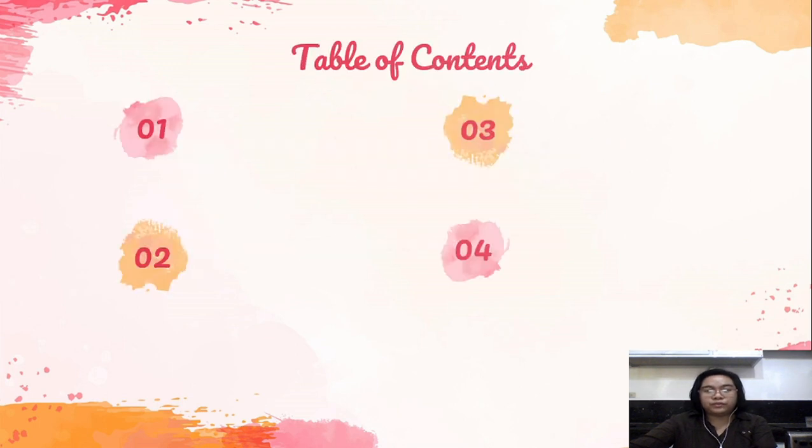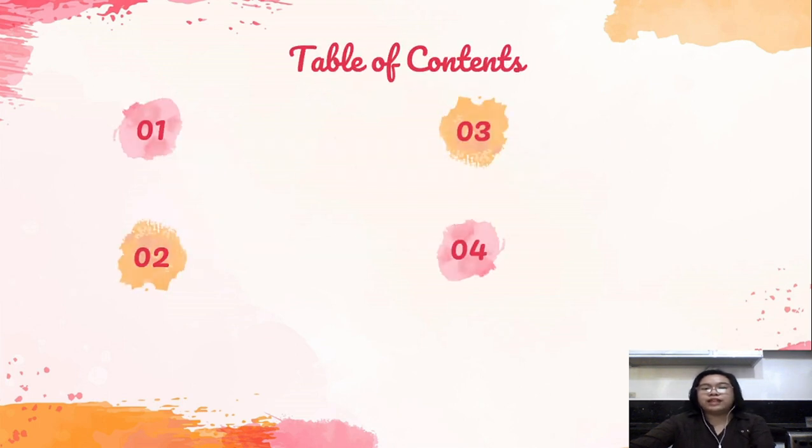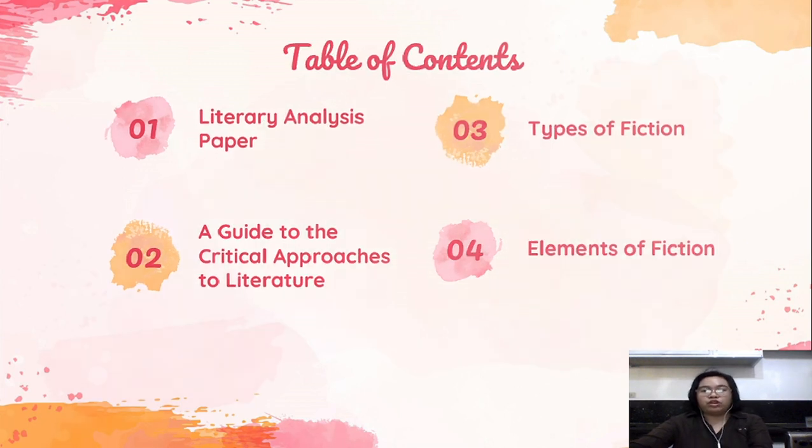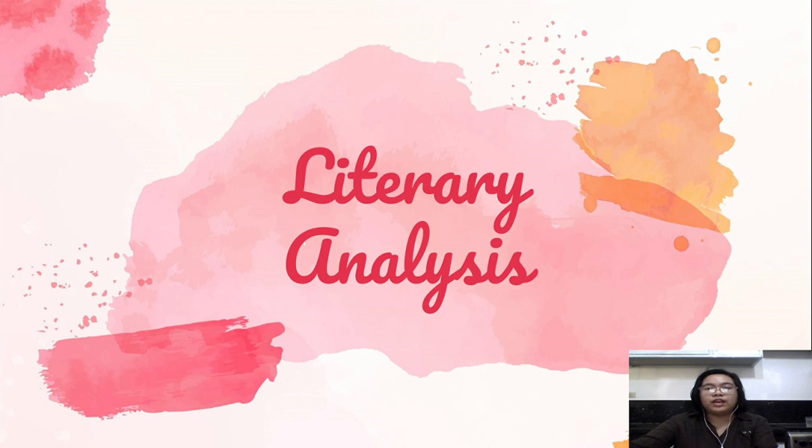Our discussion about this lesson will be divided into three sessions. For the first part, we will be tackling what literary analysis is and what the critical approaches to literature are. For the second session, we will discuss the types of fiction, and for the last part, we will tackle the elements of fiction. Since we are dealing with literature, let us first define what literary analysis is.